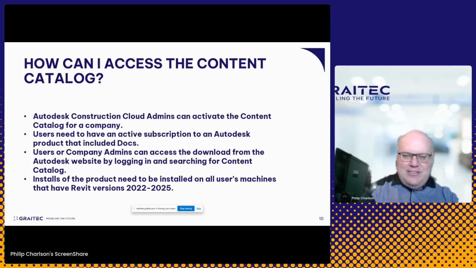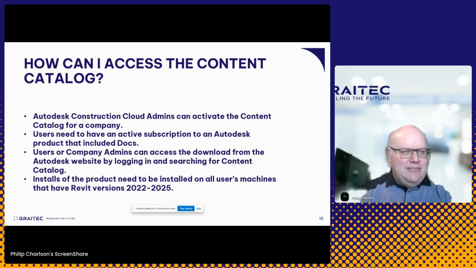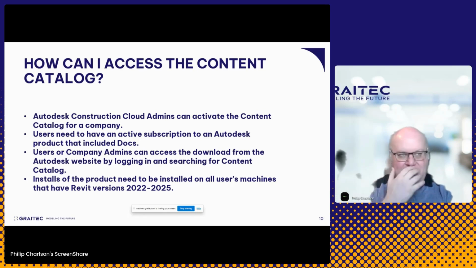The product needs to be installed on all users' machines that have any version between 22 and 25. So when you install it, it will install for 22, 23, 24, 25. If you have all four of those versions, you will see it in there. If you recall, I mentioned earlier, between 22 and 24, there will be a separate tab at the top in your ribbon for the content catalog. In 2025, they added the content catalog in the Insert tab.